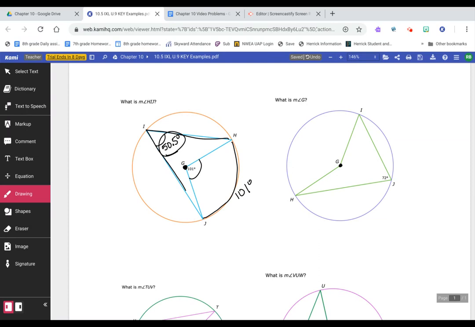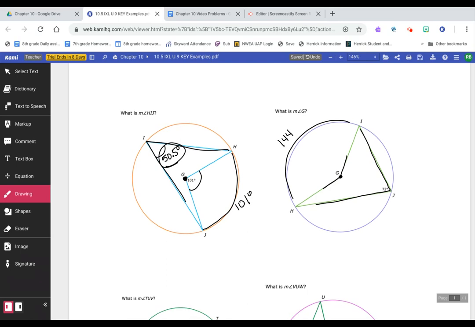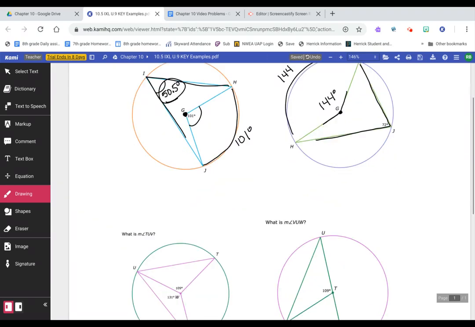Find the measurement of G. Okay, well, G is a central angle. It has the center of the circle as its vertex. We know that this inscribed angle is going to be half of the arc. So 72, if we double that, we get 144 for that arc, which means angle G is 144 degrees. So we're combining two sections right now.